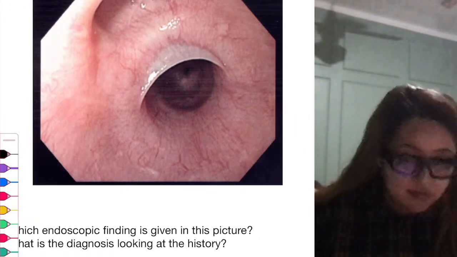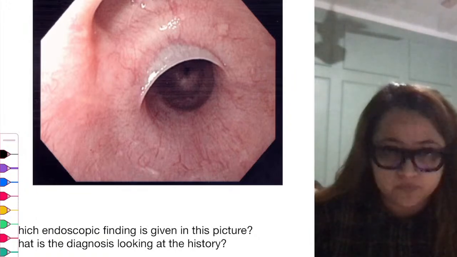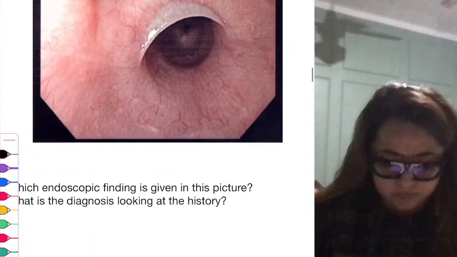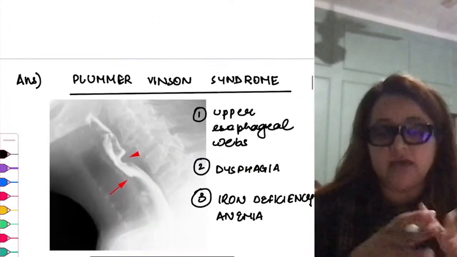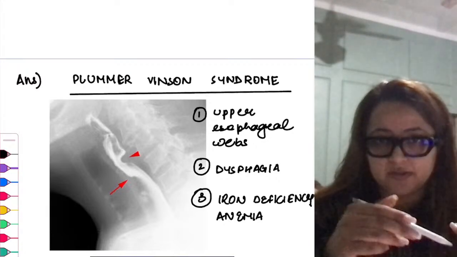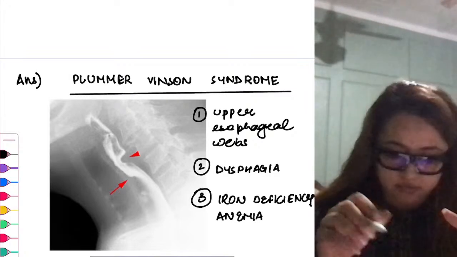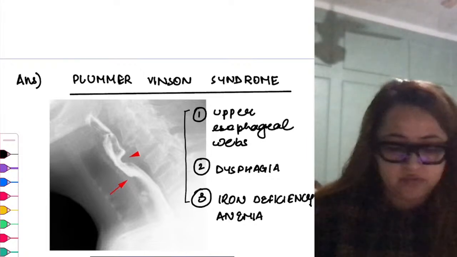Exactly. So Akash, Gurjeet and Sai, you gave the right answer. The answer to this question is Plummer-Vinson syndrome. Now let us discuss the important points regarding Plummer-Vinson syndrome. Number one, the triad you have to remember. If any question mentions upper esophageal webs, dysphagia, and iron deficiency anemia, most likely in a female, this triad points towards Plummer-Vinson syndrome.